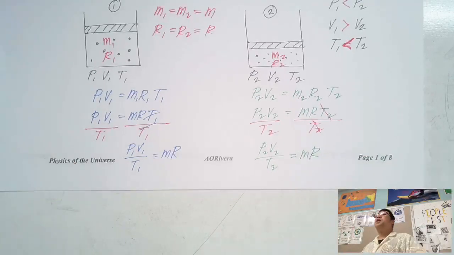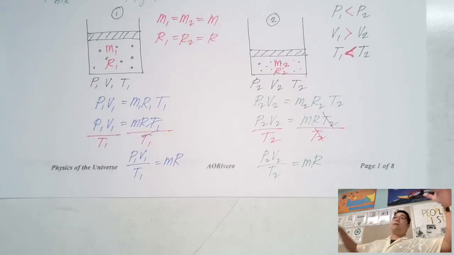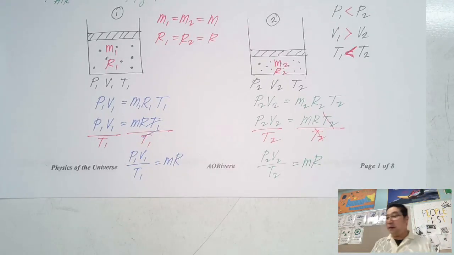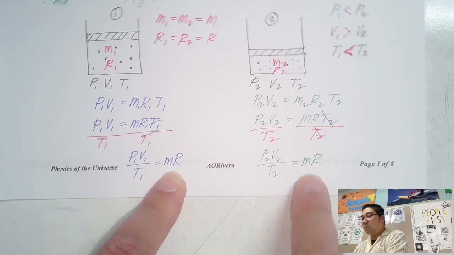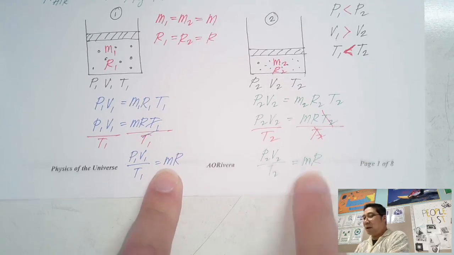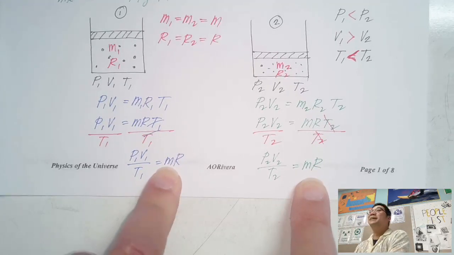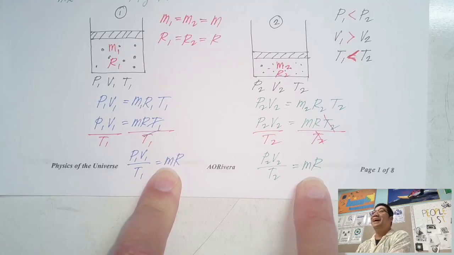Any volunteer? Let's have Anna. What do you know about M R on the left side and M R on the right side? Are they the same, Anna? If they're the same, then I can say what?